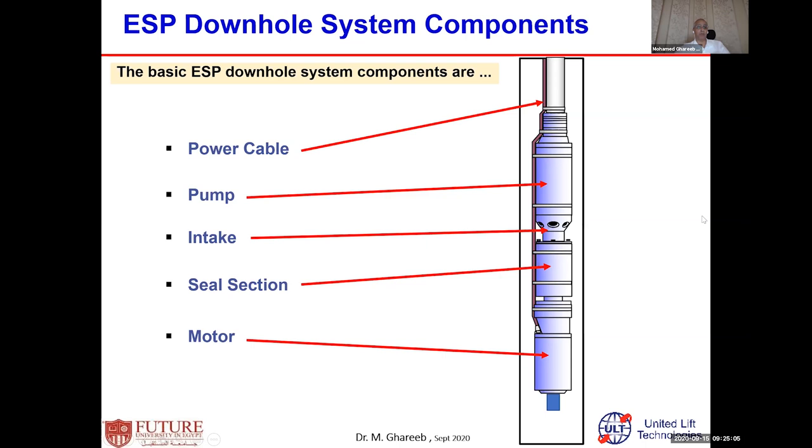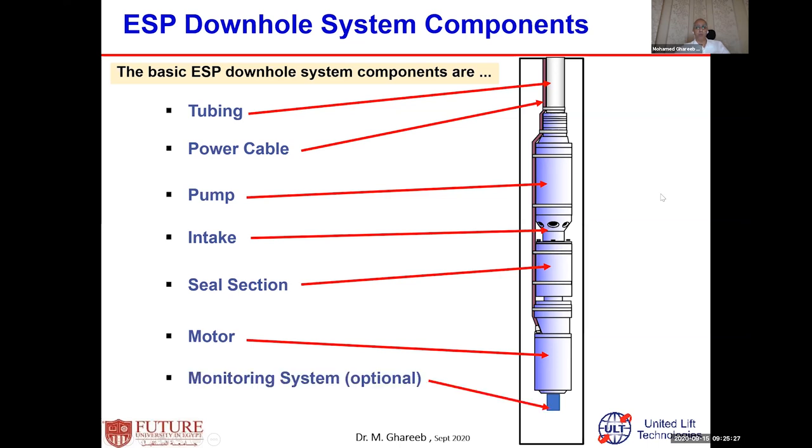Like in the rod lift system, what transfers the reciprocating motion from surface to the downhole pump? It is the rod string. Here, what transfers the electricity from surface to the downhole pump? It is the cable. Then, after that, all of that is connected to the tubing string up to the surface. If you look here, we also find some equipment that you can use or cannot use, like optional equipment such as a sensor, check valves, drain valves, a lot of equipment, and maybe we can talk about it later on.